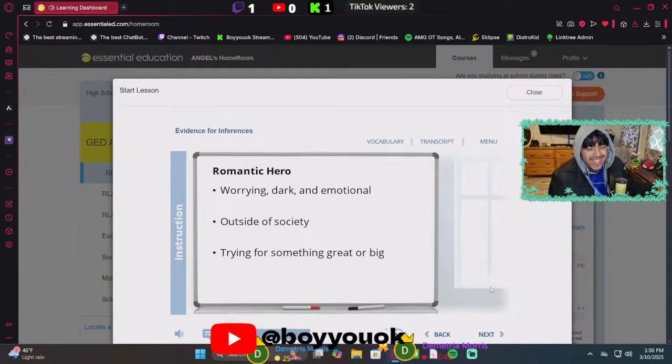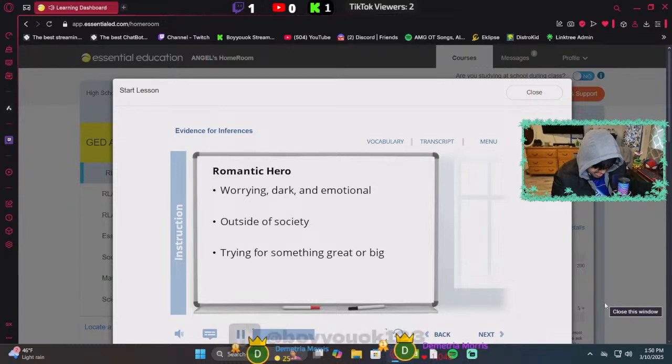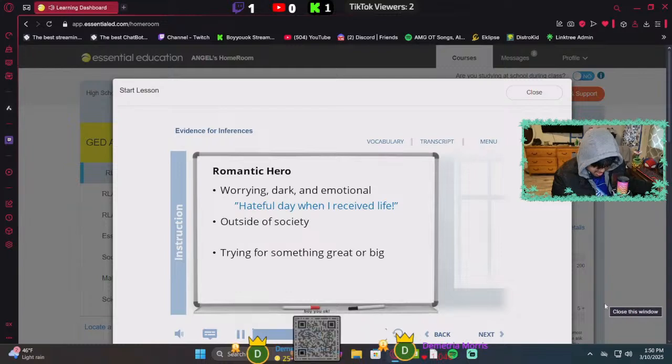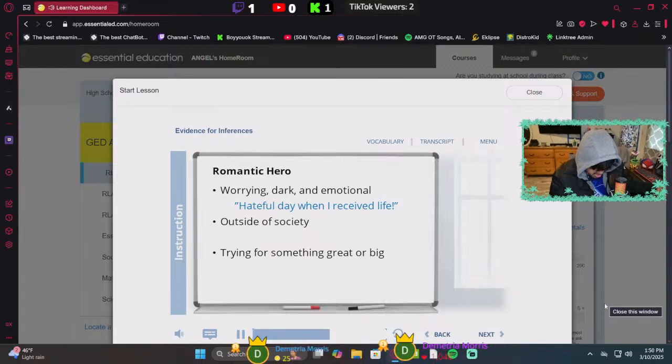Dwayne was excited. He tells us that the monster is a romantic hero too. And he gives us some quotes. Like the monster says, "Hateful day when I receive life. I exclaim in agony. Accursed creator, why did you form a monster so hideous that even you turn from me in disgust?" That's pretty dark and emotional.